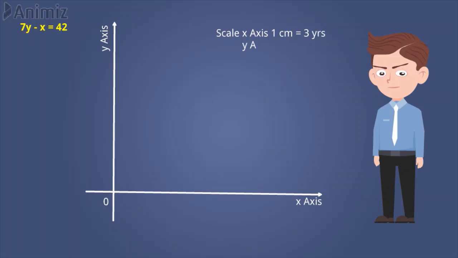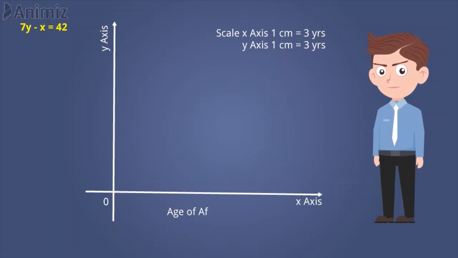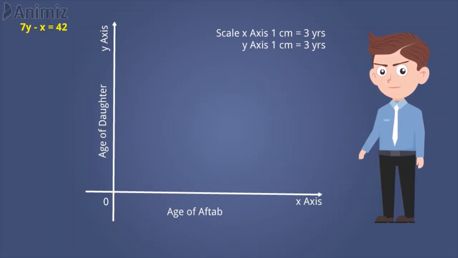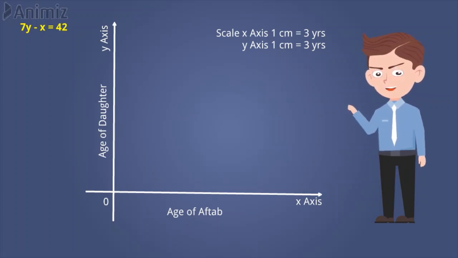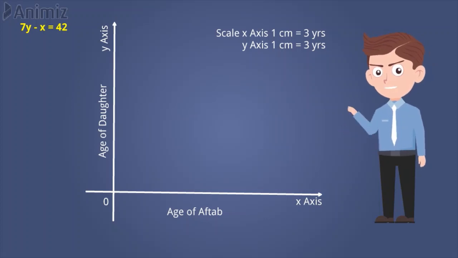Scale means, let us say here I take the x-axis as the age of Aftab and the y-axis as the age of his daughter. Then each centimeter represents how many years? I can take 1 centimeter equal to 1 year, 1 centimeter equal to 5 years, or 1 centimeter equal to 3 years, anything you can take. But remember that we need to mention it in the graph. That means 1 centimeter represents how many years for the x-axis as well as the y-axis. That is what you call the scale.